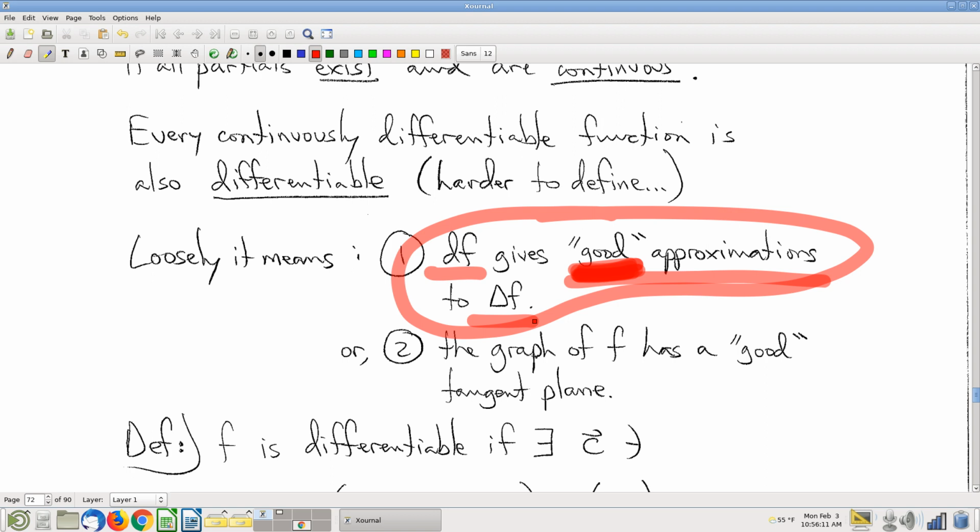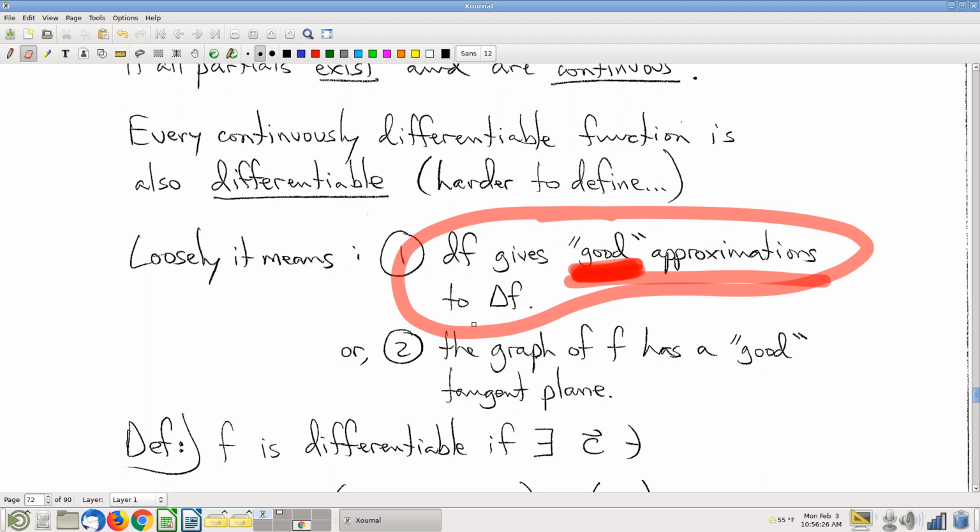This is where the detailed devils are. What I mean by good is a long conversation, and we can't go into that. But it turns out that there are some cases of functions that are weird in certain ways, but still have this nice feature.